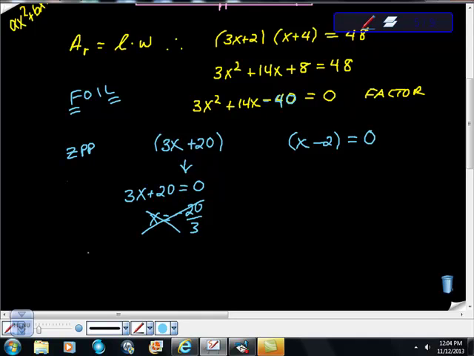Therefore, that's not a solution. Why? Because we can't have negative side lengths.